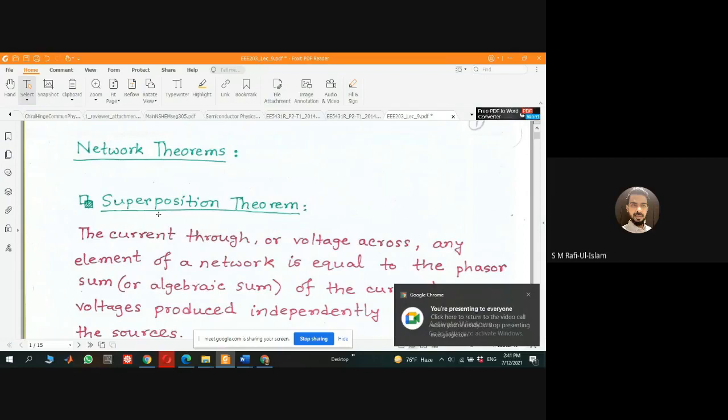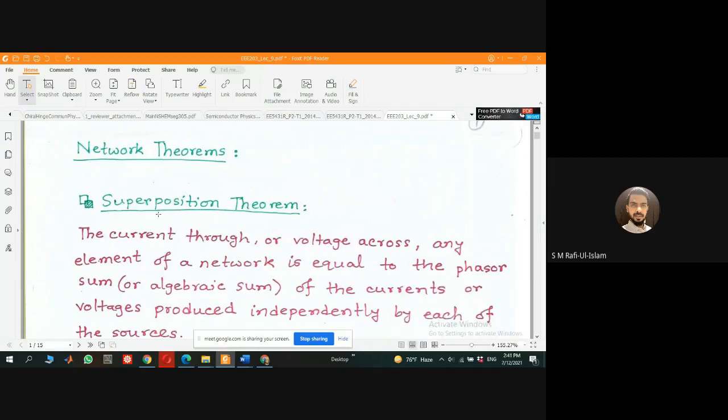the superposition theorem in AC or DC circuits or electrical circuits means if a circuit contains multiple sources, it may be voltage sources or current sources, then the total response at a certain branch or certain component, it could be a voltage, it could be a current, should be equal to the responses coming from each and every source.